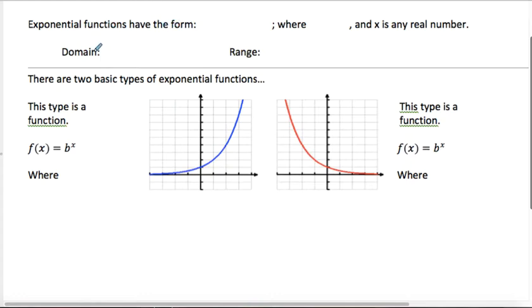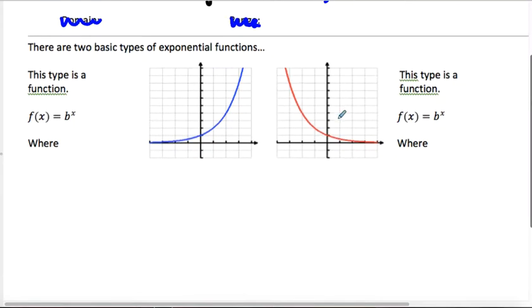In your classes, you learned that the exponential function has the form y equals a b raised to the x power, and a, b, and x are real numbers. I'm actually not going to go over the domain and range because I don't think you really need that for this. But I am going to talk about what you do need to know.